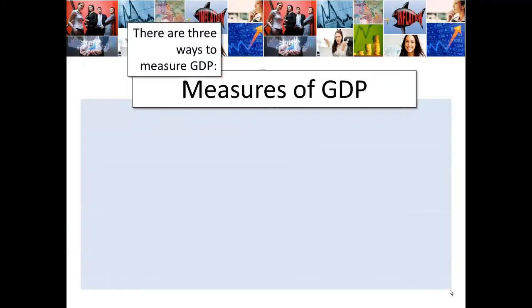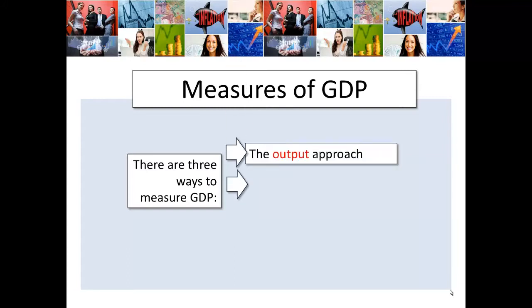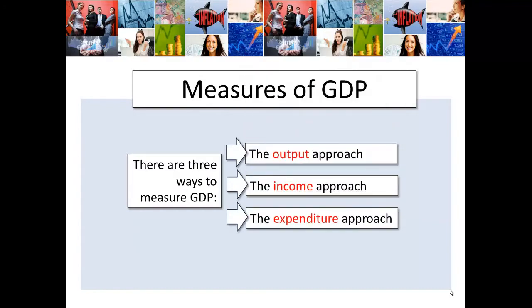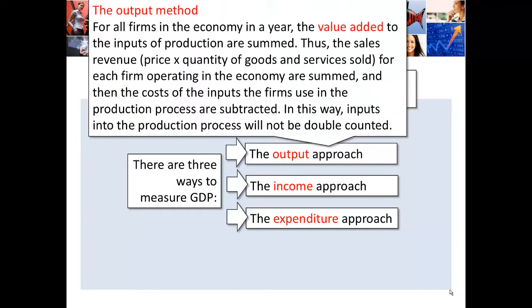There are a few ways of measuring GDP which you must be aware of. We have got the output approach, the income approach, and as we've just looked at, the expenditure approach. The output method is something we don't really have to look at at all. We're not too concerned about it. It's value added to the inputs of production, and these are summed.